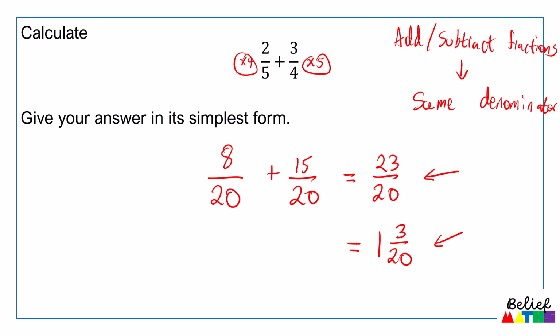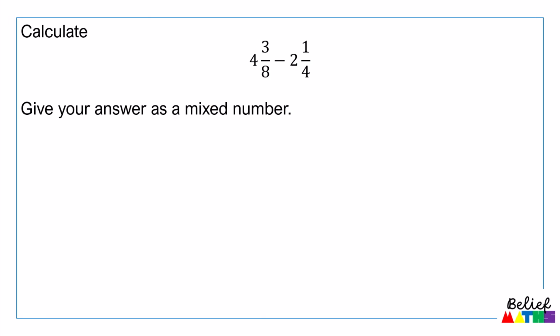So remember, simplest form can be an improper fraction, and the key to remember is when we add and subtract fractions, we must have the same denominator. So in this question, we're subtracting two mixed numbers. Again, like before, add and subtract, we need the same denominator. Now what I like to do here is make them into improper fractions.